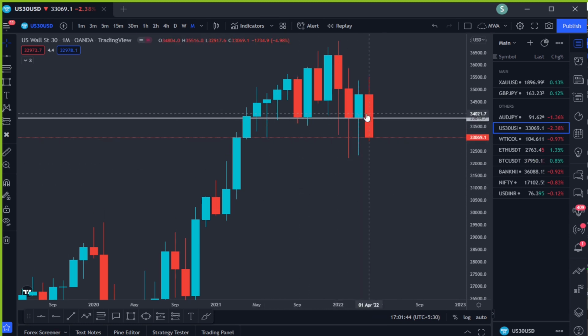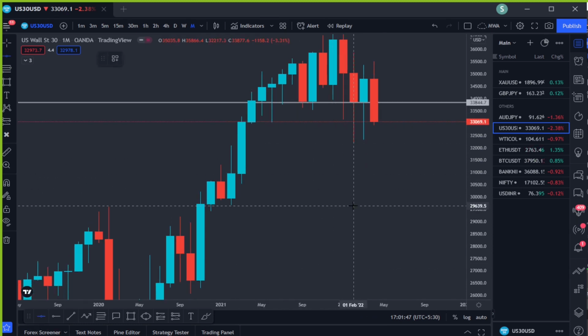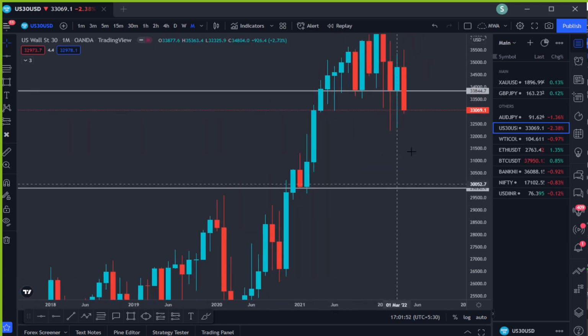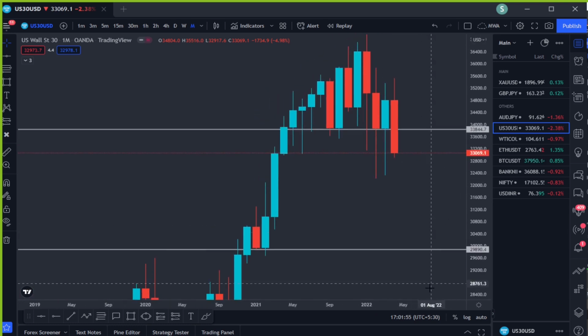As we have broken and closed below the support, there is more probability of price moving to the next support, which is right up here. As you can see, this is going to be the next support. So what we are expecting in the next month, or this month, is price to move down to the next support like this, by making a top wick and retesting this area. This is something we are expecting in the coming months. So this is something on the monthly time frame, which shows that the market is bearish.